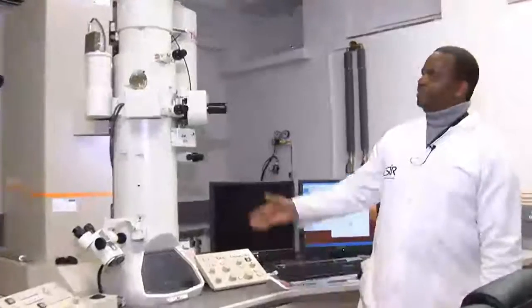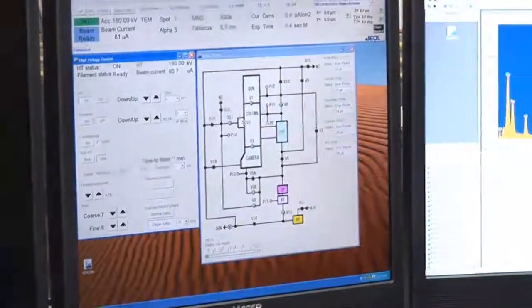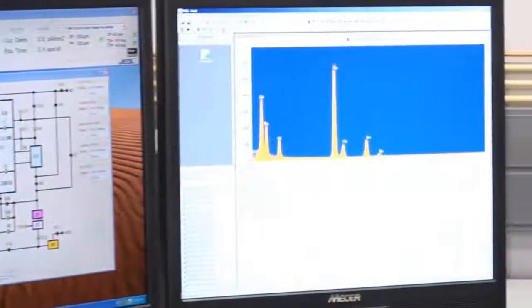In here we've got this massive state-of-the-art technique. It's called a transmission electron microscope. How it works is that electrons are accelerated from top to the bottom where the sample is placed. It allows us to get a clear picture of the morphology of the particles that we have. We can see the surface as well as the internal part of the crystals.